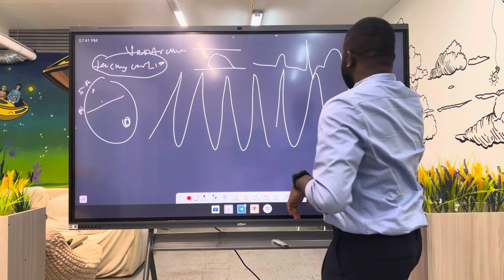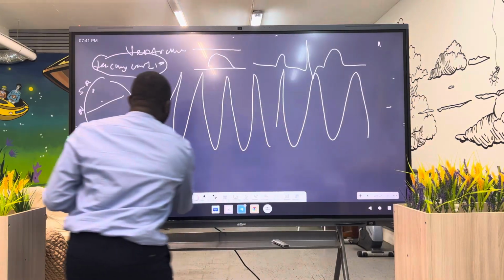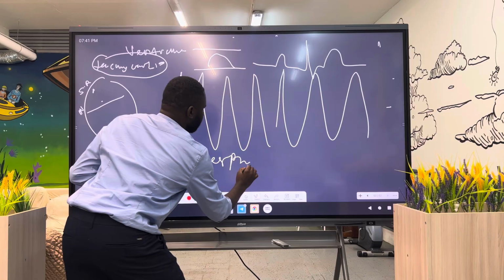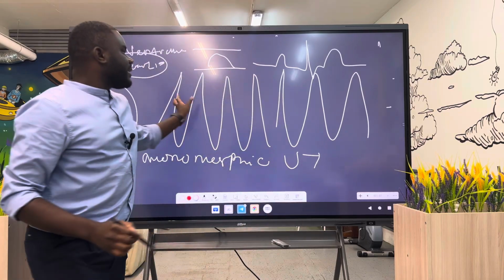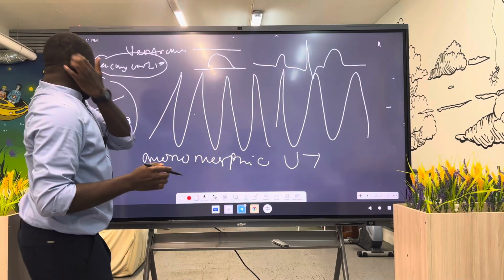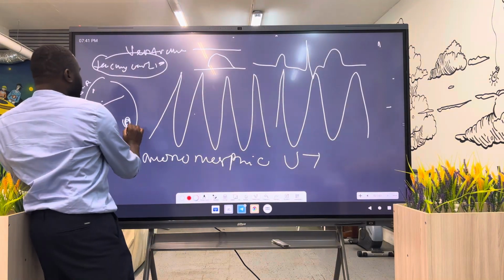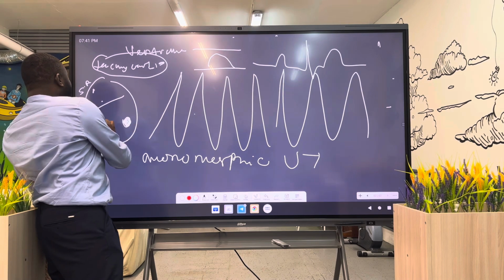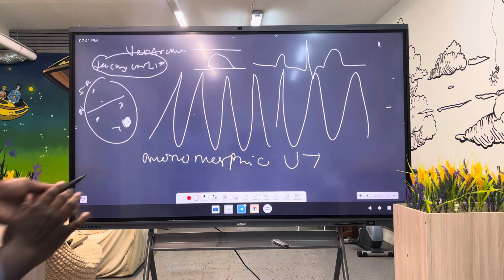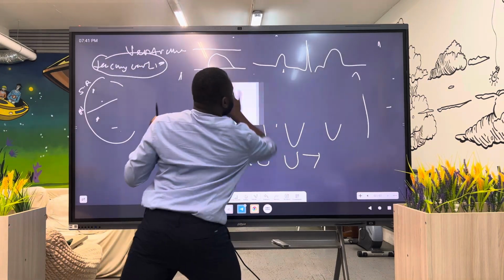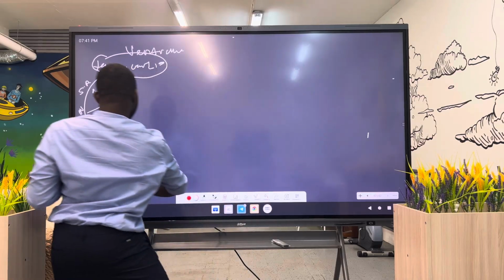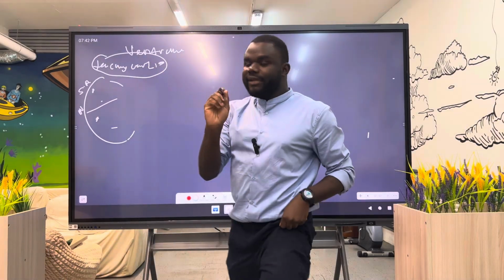When you have it like this and it looks beautiful like this, it is known as what? Monomorphic VT. Because it is of one what? Shape. It's called monomorphic VT. Now, if for some reason we have not just one nodule, we have 2, 3, what we are going to have is a different kind of shape.